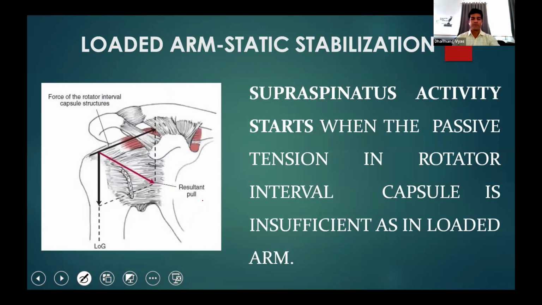When loaded, when I start moving, the force generated by the rotator cuff interval capsule is not enough. So once the supraspinatus activity starts, the passive tension of the rotator cuff interval is insufficient. Once I start doing the movement, the rotator cuff interval capsule fails to generate enough force to maintain the head of humerus in the glenoid cavity. And this is when my supraspinatus gets activated, or recruited, in order to overcome the loads that are put on the upper limb during shoulder motions. So once the arm has started loading, immediately the supraspinatus will get activated to maintain the head of humerus in the glenoid cavity during arm motions. And this is how the rotator cuff plays a vital role as a dynamic stabilizer.